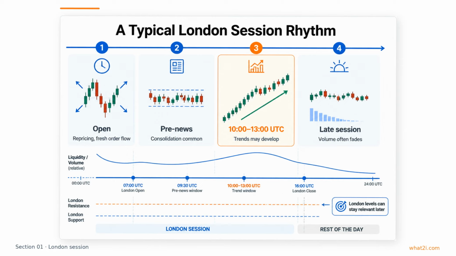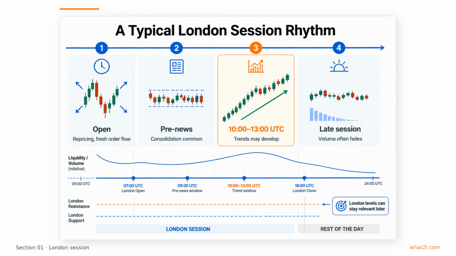Before scheduled news, price sometimes pauses and consolidates as traders wait for information. In the 10:00 to 13:00 UTC window, trends often begin to develop more clearly as the market digests the early session and picks a direction.